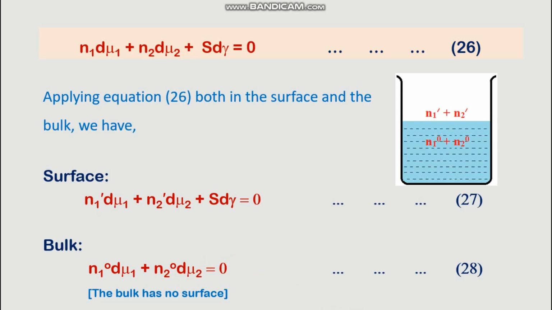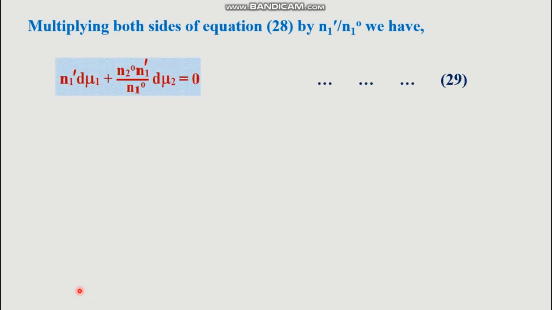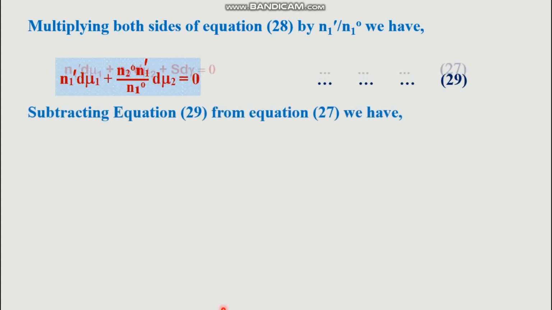So multiplying both sides of equation 28 by this fraction n1 prime by n1 0, equation number 29 is obtained, and equation number 29 is n1 prime d mu 1 plus n2 0 n1 prime over n1 0 into d mu 2 equals 0. So we have to subtract this equation from equation number 27. Okay, what is equation number 27? Let us remind it. Equation number 27 was n1 prime d mu 1 plus n2 prime d mu 2 plus sd gamma equals 0.